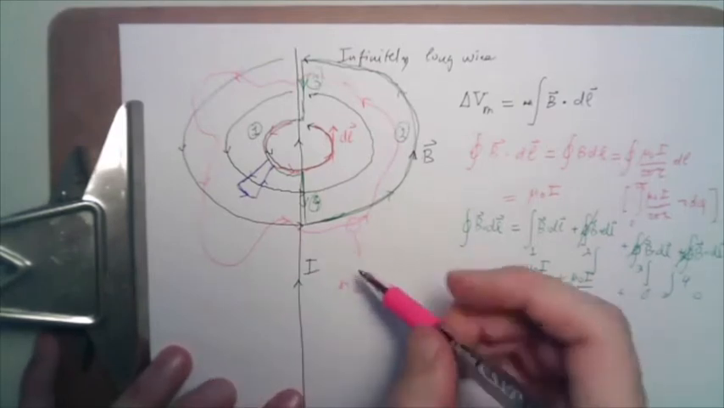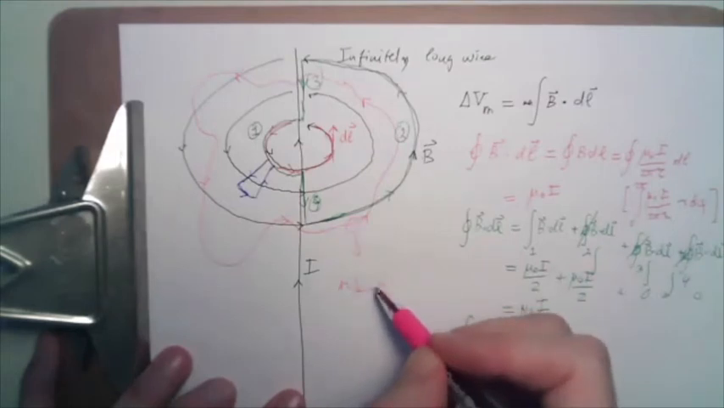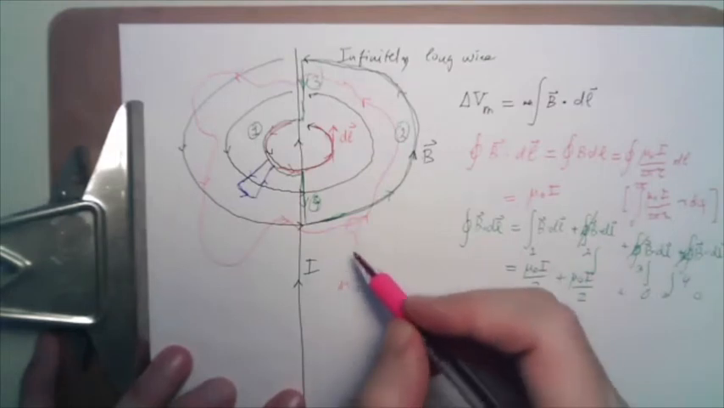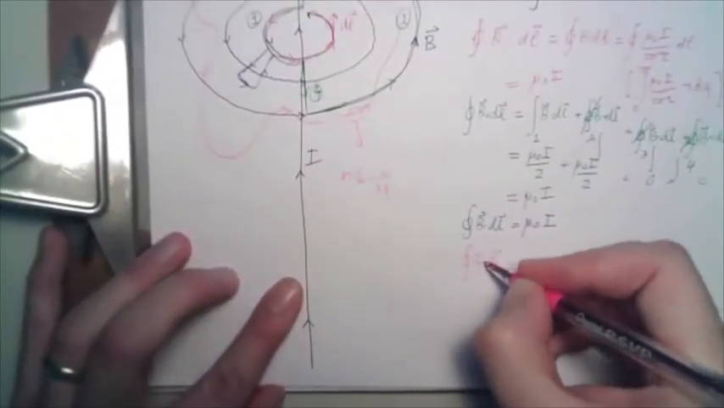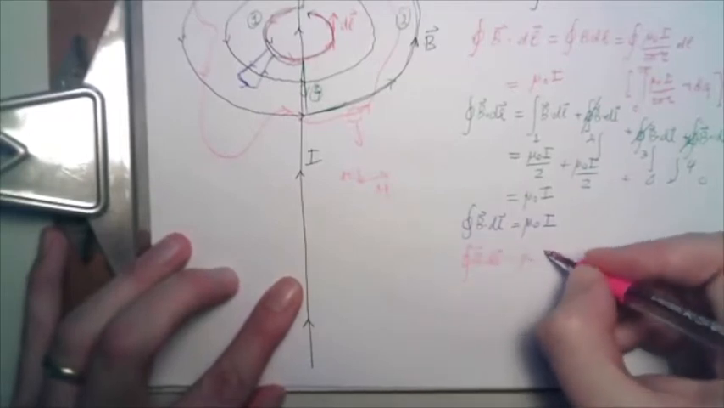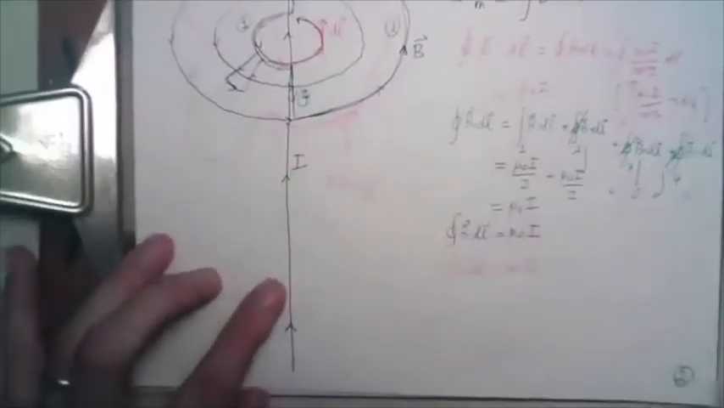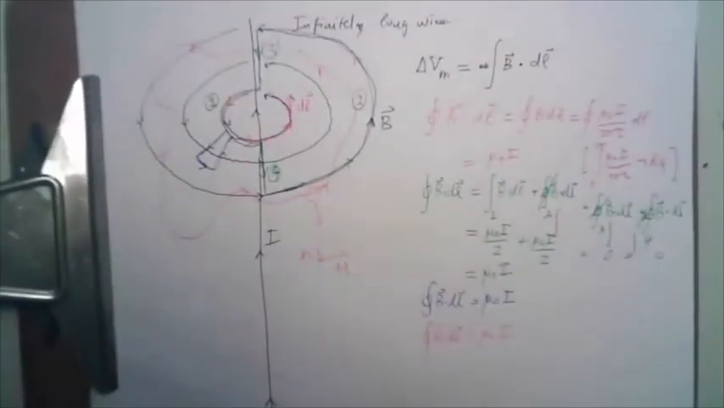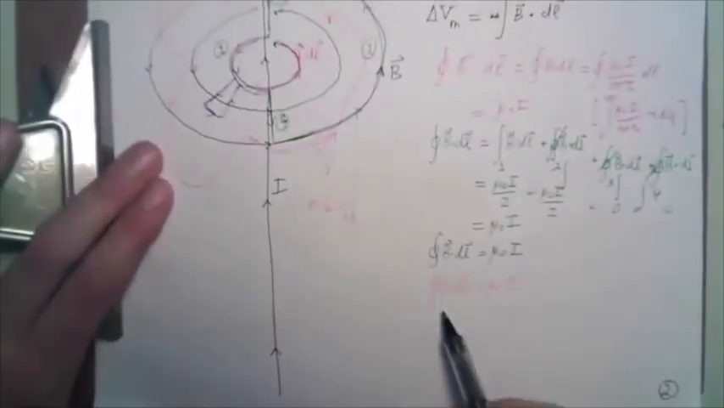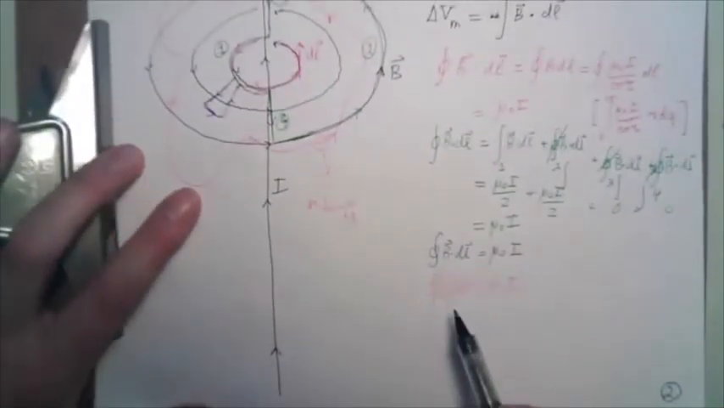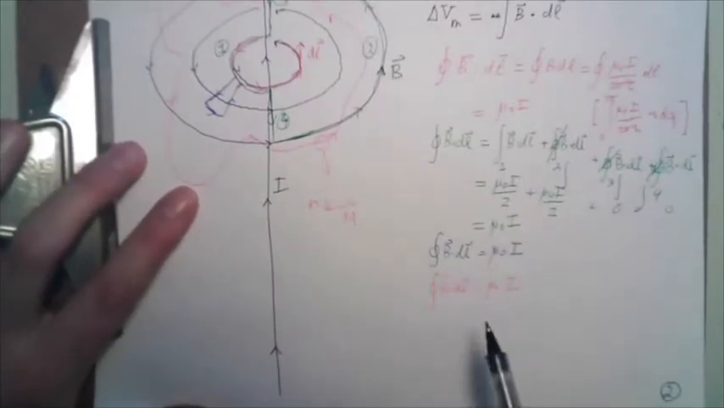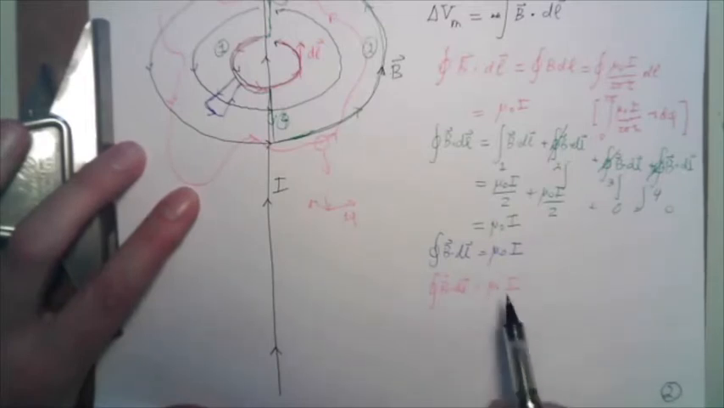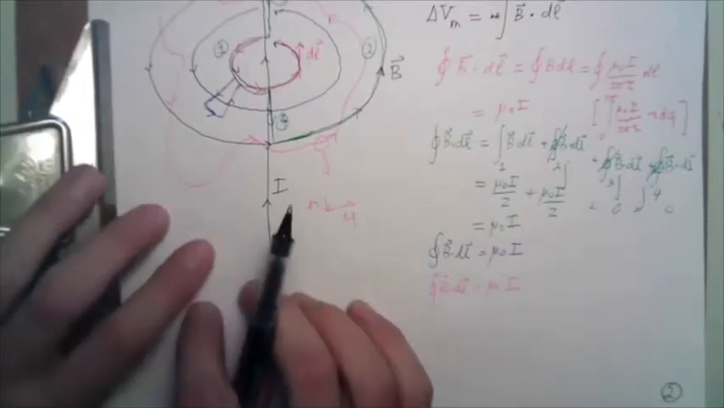So therefore, even for the arbitrary path, the line integral of B dl is mu naught times I. Okay, now that's pretty convincing, I would say. I can't really think of any path that will not give you an integral that'll evaluate to mu naught times I, unless the path does not go around the current. So how does that work?